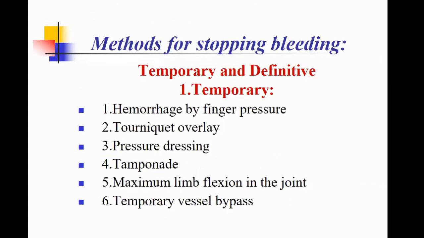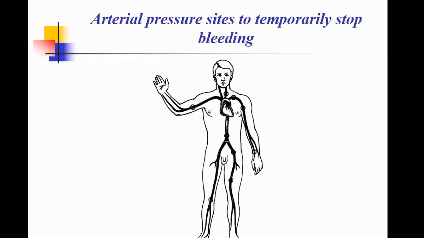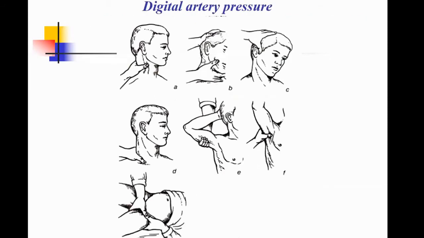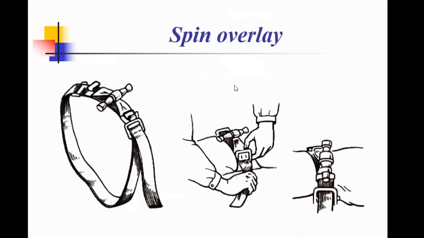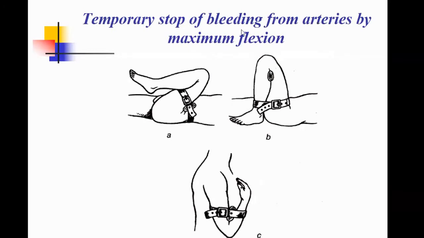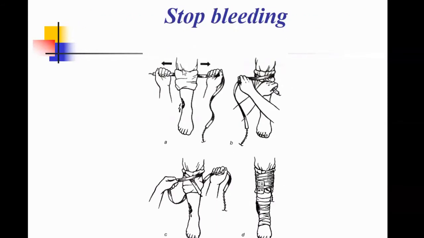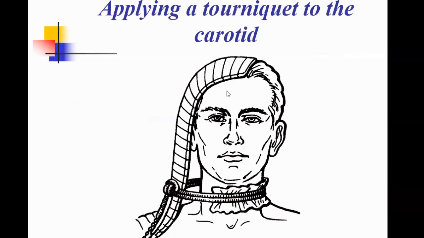Stopping bleeding is divided into temporary and definitive. Temporary: hemorrhage stopped by finger pressure, tourniquet overlay, pressure. These are arterial pressure sites for temporary stopping of bleeding. Digital arterial pressure, for example in the carotid artery and others. This is temporary stopping of bleeding from arteries by maximum flexion. The harness, the tourniquet to the carotid artery.